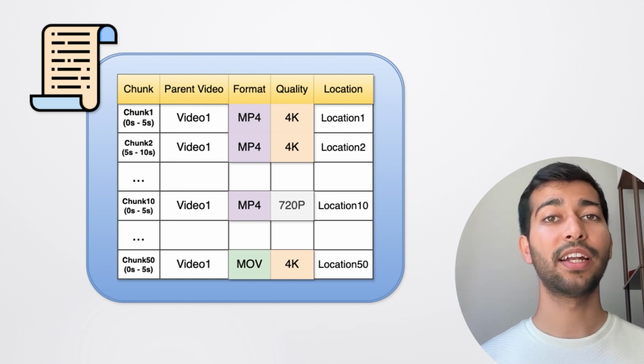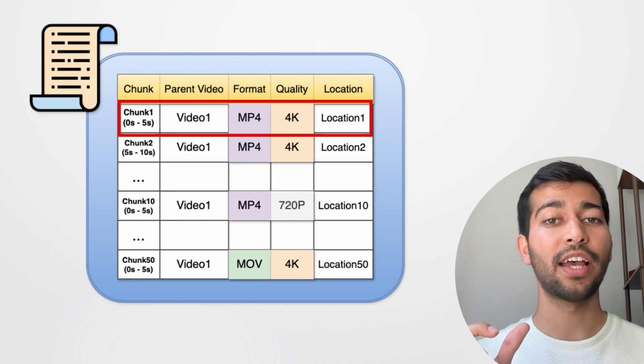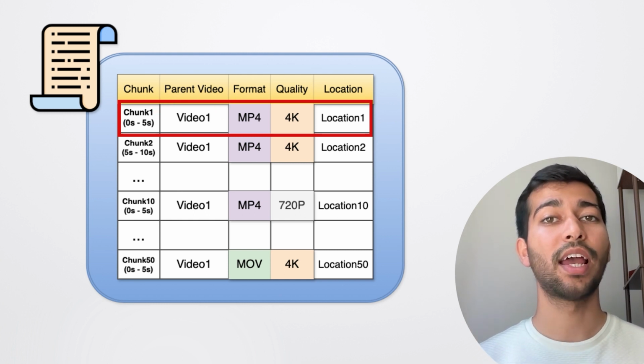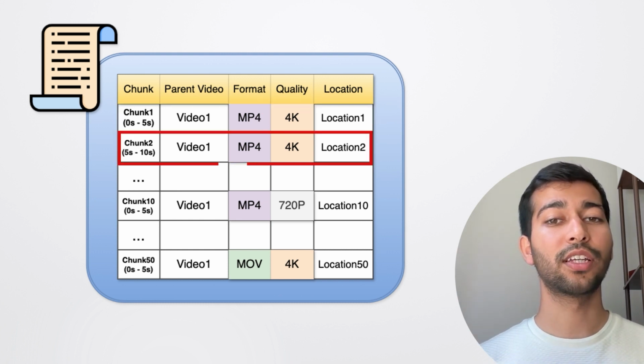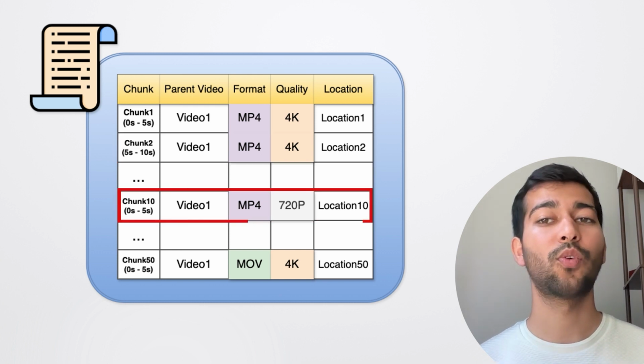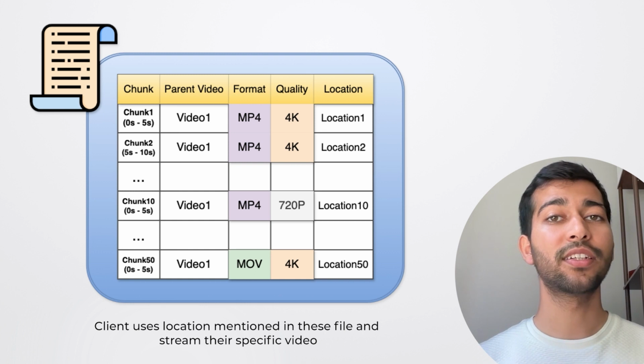So if we check the entry for one of the chunks, let's say chunk 1, which is for the video from 0 seconds to 5 seconds, we have the field chunk as chunk 1, the parent video as video 1, the format as MP4, quality as 4K, and its location. Similarly, there are other chunks as well with different formats, qualities, and in a different location. The client uses the locations mentioned in this file to stream the video.